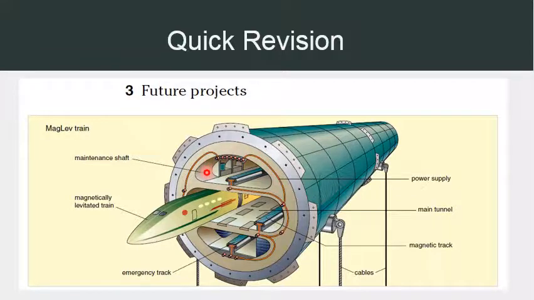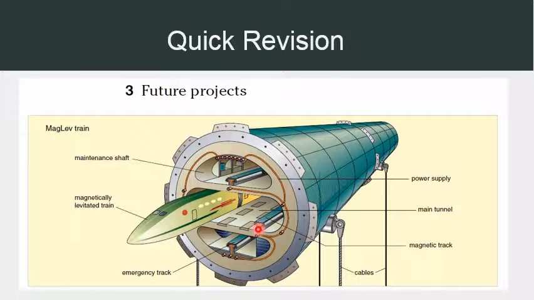Let's start with the first part. This is called magnetically levitated train. Then, what about the second part? It's called maintenance shaft. Try to say this again, maintenance shaft.